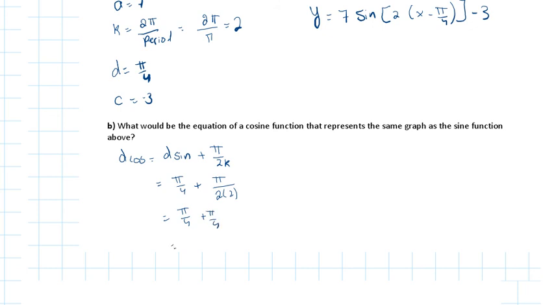Everything else is going to be exactly the same. A, k, and c are going to be exactly the same. So my function is going to be y equals 7 cosine 2 x minus pi over 2 minus 3.